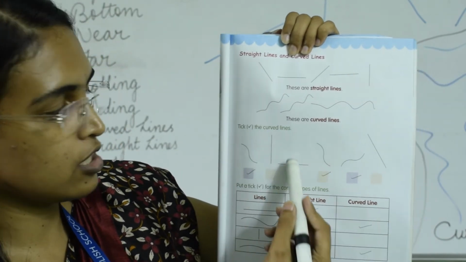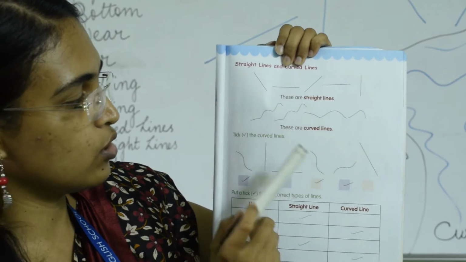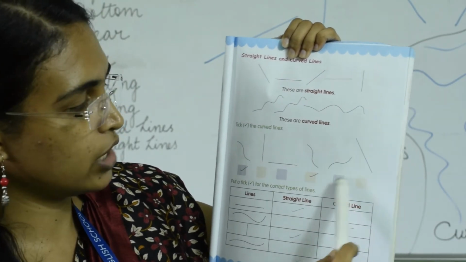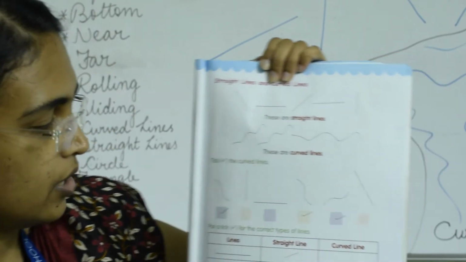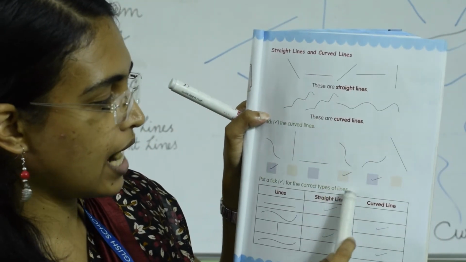Then after this is also a straight line, so we don't need to tick this one. So this one is a curved line, so you have to tick this one. This one is a curved line, so you have to tick this one, and this one again is a straight line, so we don't need to tick that part. Now next part is put a tick for the correct type of line.